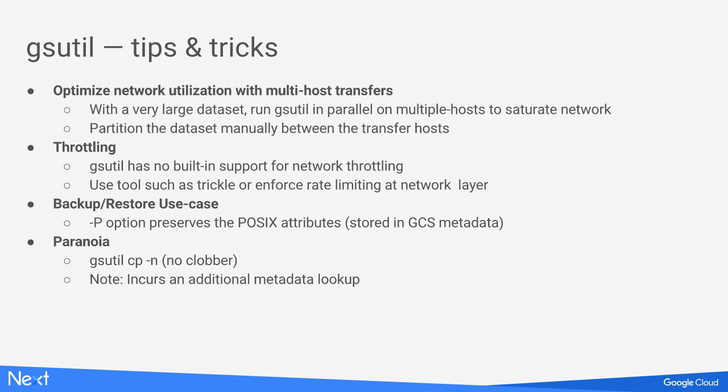If you are concerned about POSIX metadata at all, there's a -P option that was recently introduced to capture the POSIX attributes of your source files and store that as GCS metadata as part of the object that's in GCS.